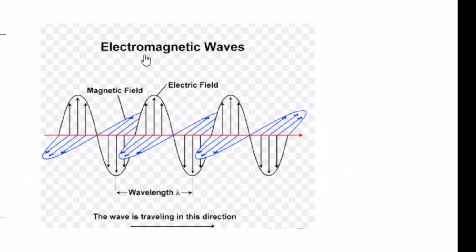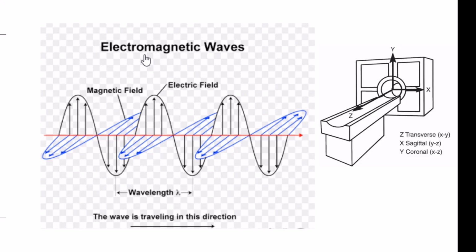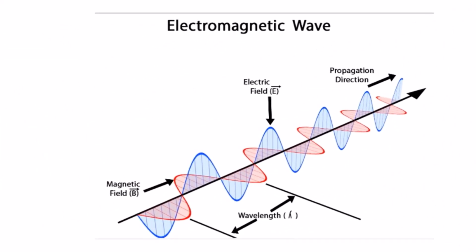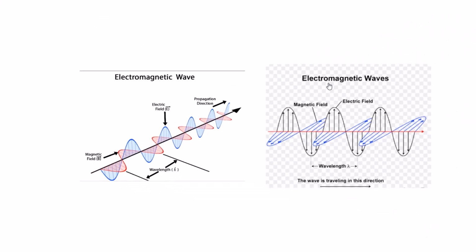First, we need to look at the two orthogonal waves. One is an electric field and the other is a magnetic field. The wave travels in the Z direction. Note the propagation direction, or the direction of the Z, is also the electric field and magnetic field direction.